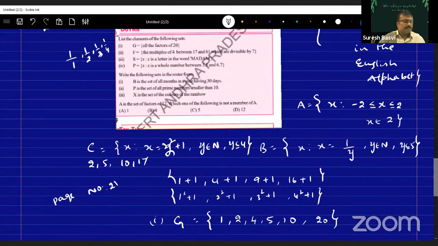Okay. Right. So next. F is equal to the multiples of 4 between 17 and 61, which are divisible by 7. See this, the multiples of 4 between 17 and 61, which are divisible by 7.